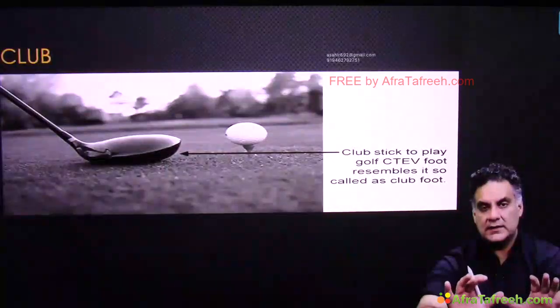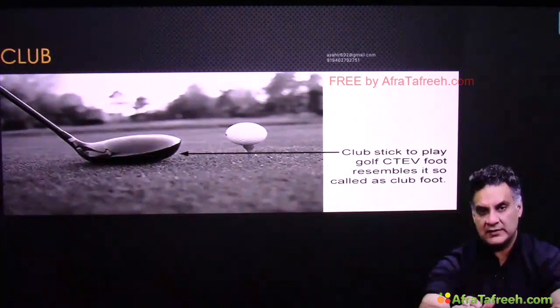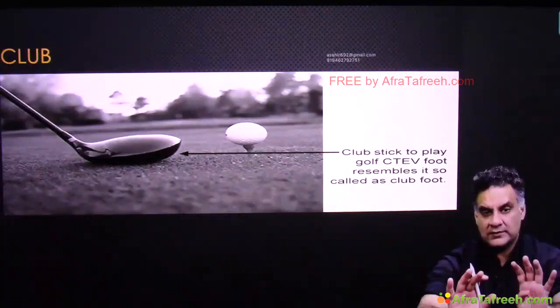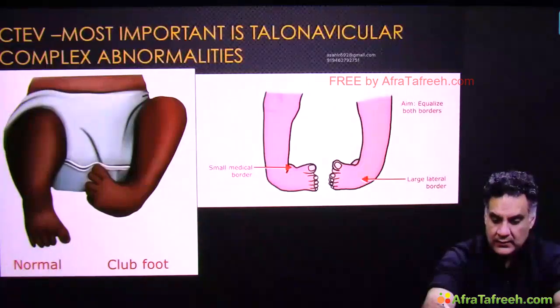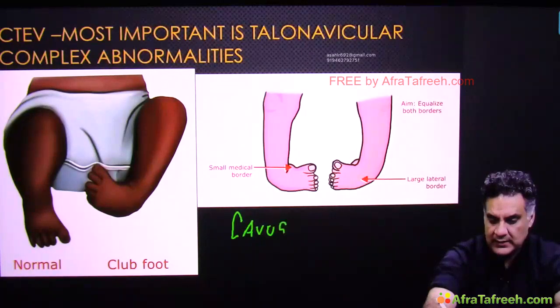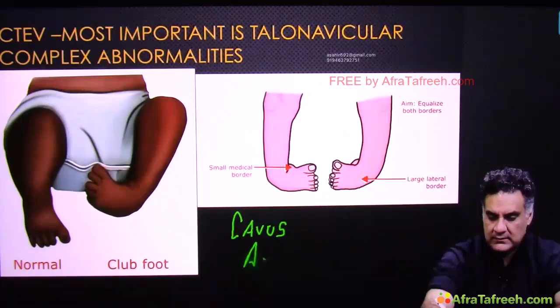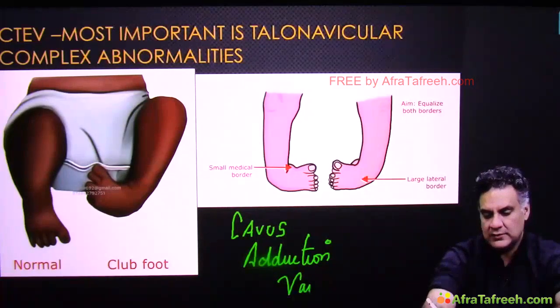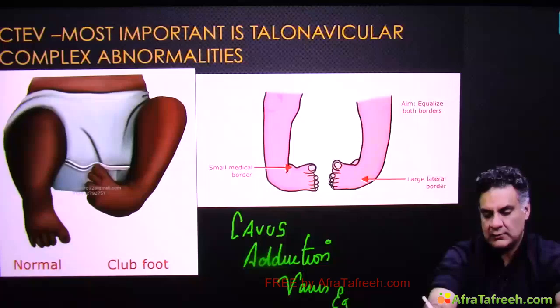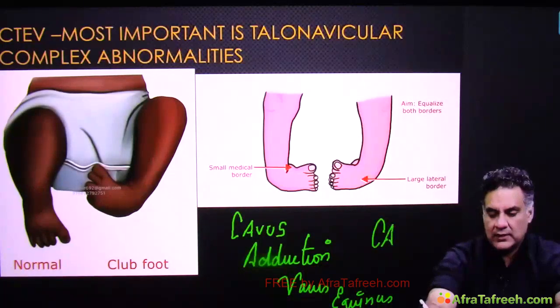So congenital talipes equinovarus has 4 components, which one must remember. Cavus, which is increased plantar arch, adduction, medial deviation of forefoot and midfoot, varus means inversion, and equinus. They are remembered by the mnemonic CAVE.